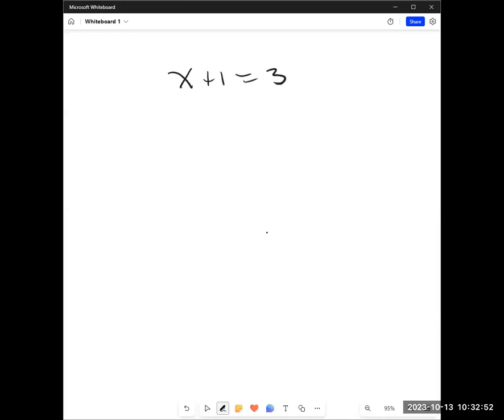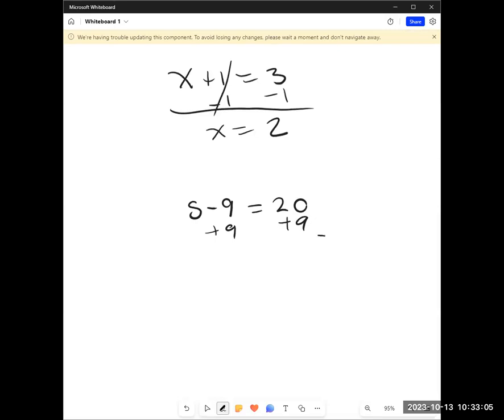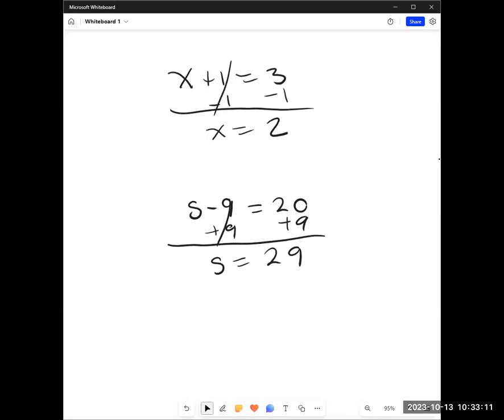x plus 1 equals 3. Subtract 1 from both sides, and x is equal to 2. s minus 9 is equal to 20. We're going to add 9 to both sides to get s is equal to 29. If we want to check our answer, we can stick 29 back in for s and see if the equation comes out to be true. 20 is 20. So don't forget that it's a good idea with any algebra equation to check your answer and make sure that both sides of the equation come out to be the same thing.